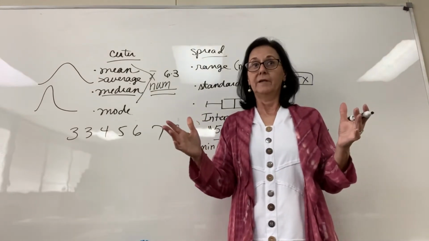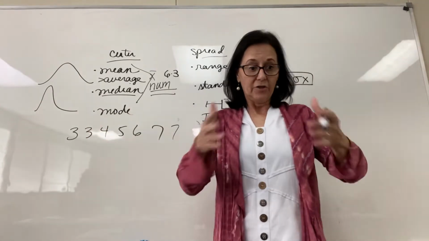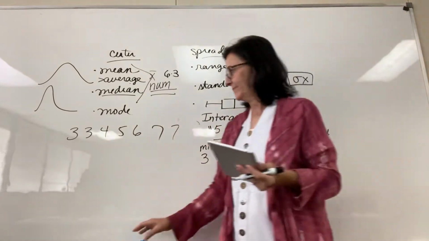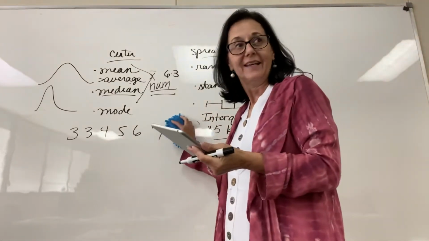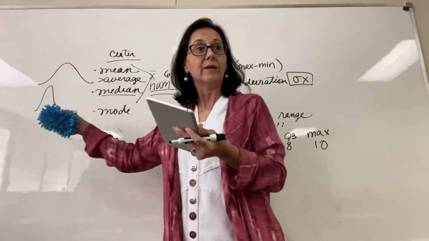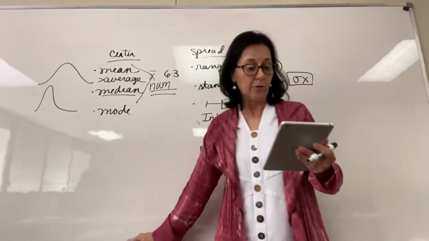Okay? So you can have no mode. Some data can have no mode. You can have one. You can have two. Typically, there's only one, right? Like on the ACT, if they ask you the mode, it's the most, right? Median is the middle number. Mode is the one that appears the most.